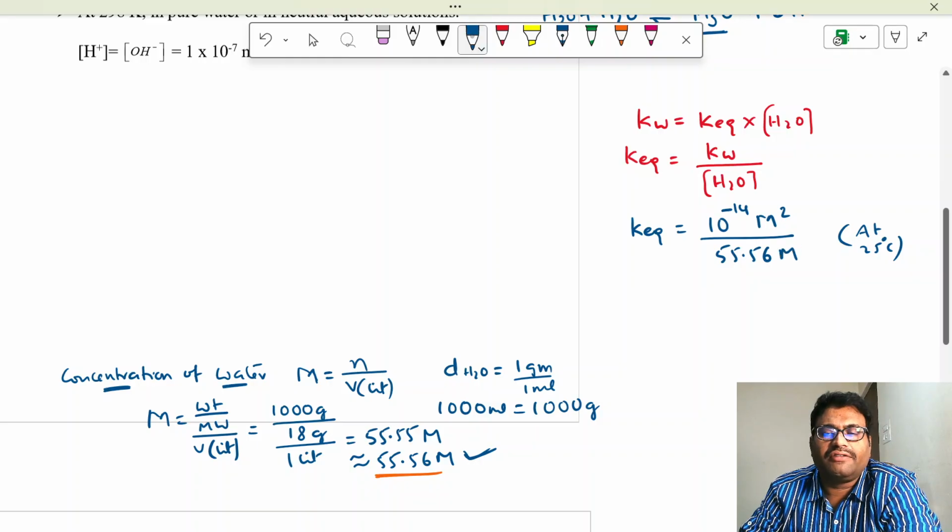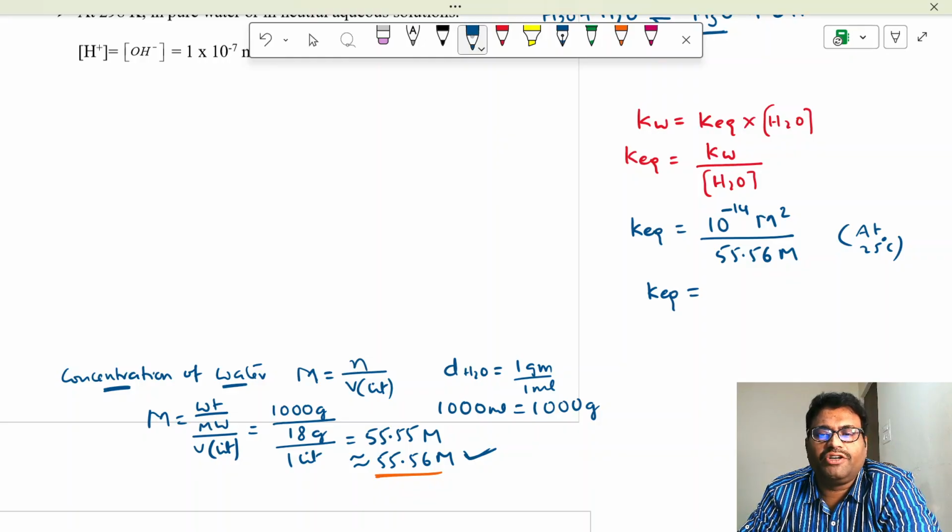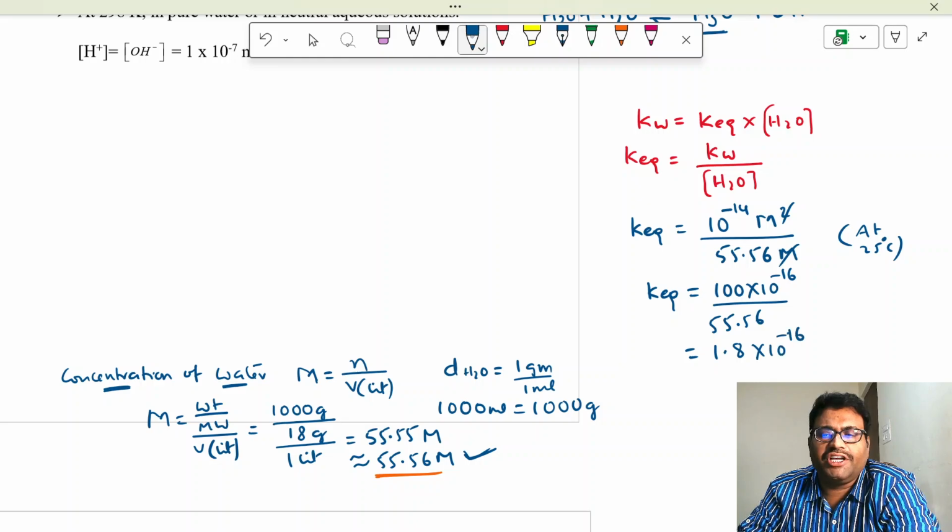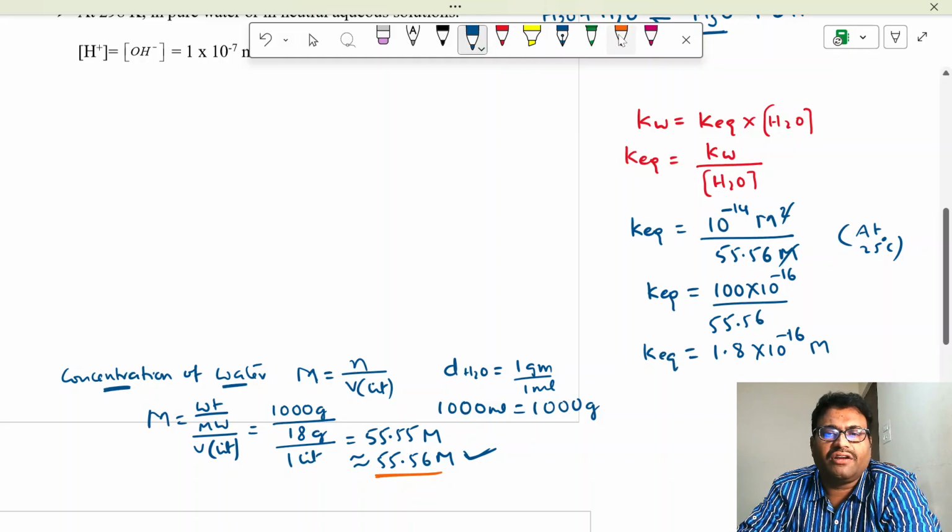55.56 molar. Then what is the equilibrium constant of water? Equilibrium constant of water will be equal to how much? I can write it as 100 into 10 power minus 16 molar divided by 55.56 molar, then I get approximately 1.8 into 10 power minus 16 molar. So this is the equilibrium constant of water.